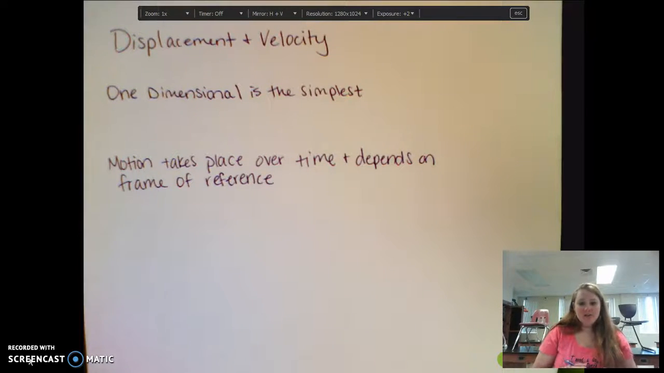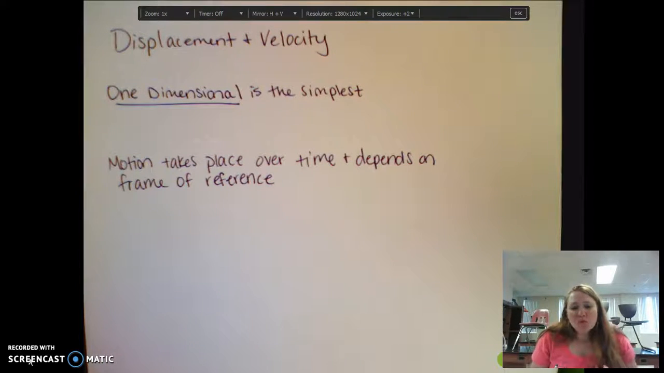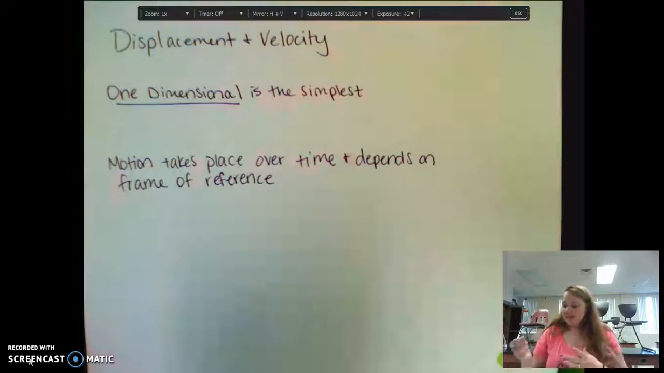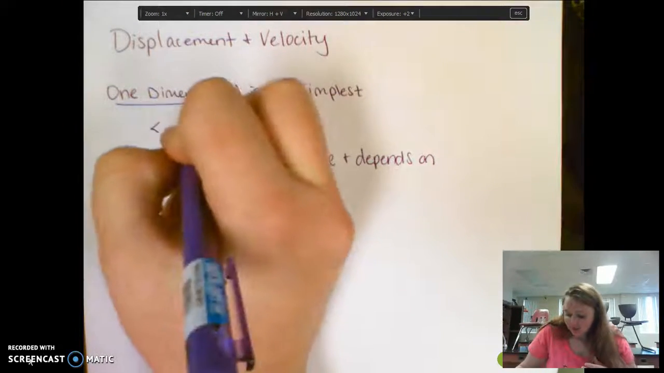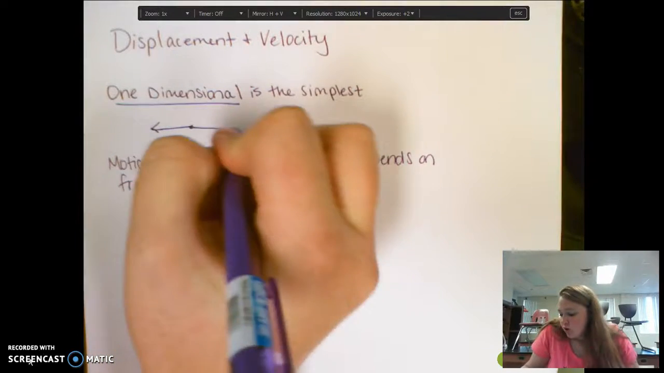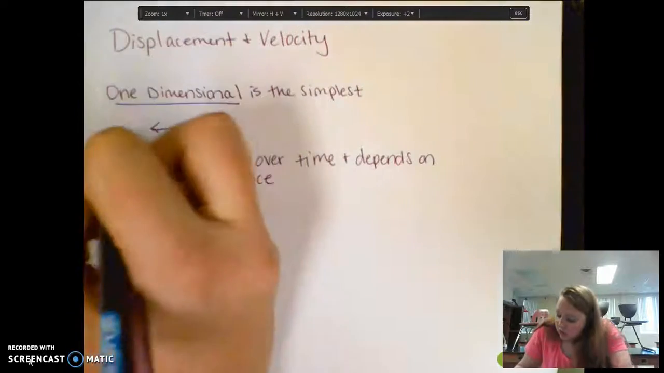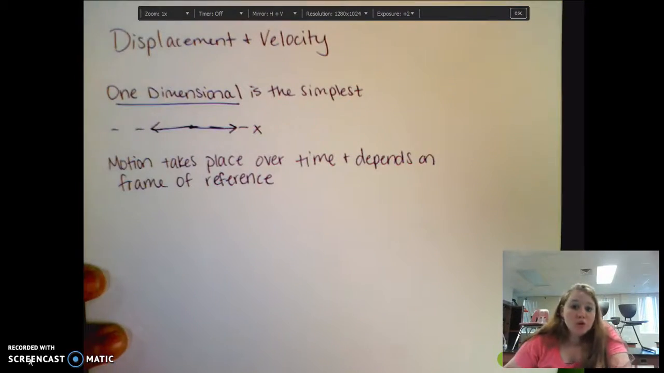And first of all, what does one-dimensional mean? Well, that's your simplest form of motion or movement, and basically we are moving an object. This dot is going to represent my object. It's either moving to the left or to the right along what we would call an x-axis, or your horizontal axis. So that's going to be your horizontal motion, or your x motion.